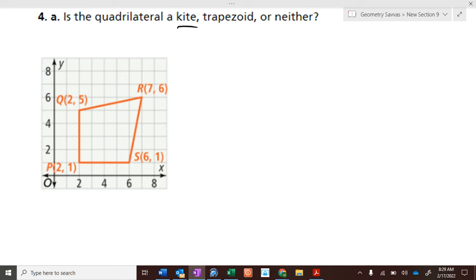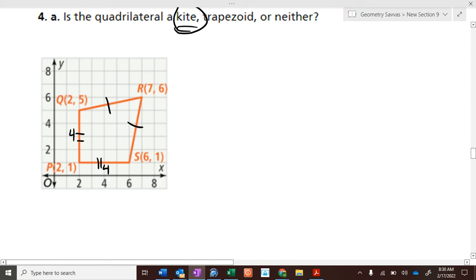So let's see if the congruent sides are next to each other. How long is this? How long's PS? 4. How long's PQ? 4. So are they congruent sides? Yep. If we go up 1 and over 5, is that the same as going over 1 and up 5? Yep. Up 1 over 5 is the same as going over 1 up 5. It'll be the same distance. They'll both be the square root of 37. So these are congruent. These are congruent. What does it make? It makes a kite.